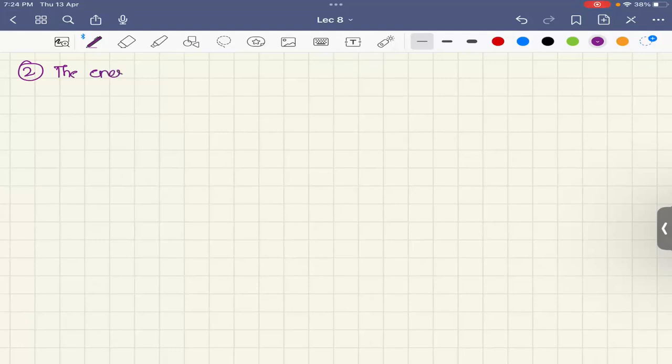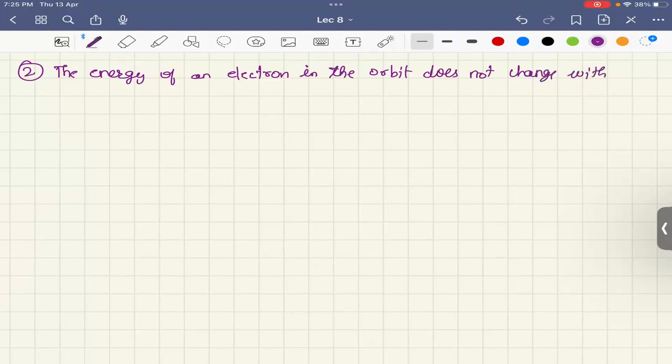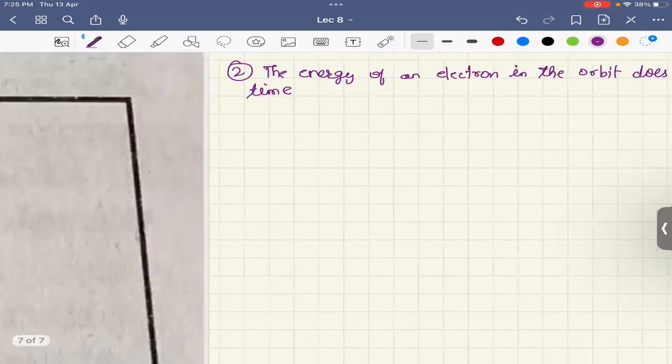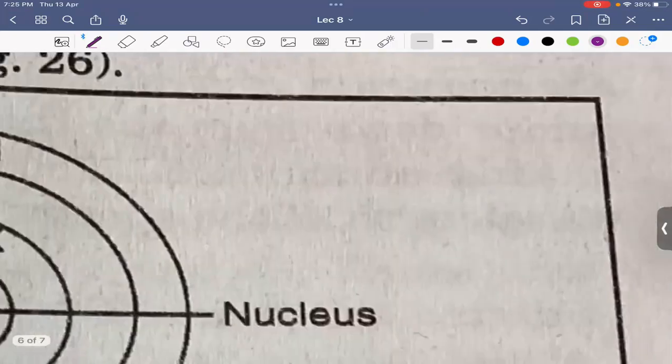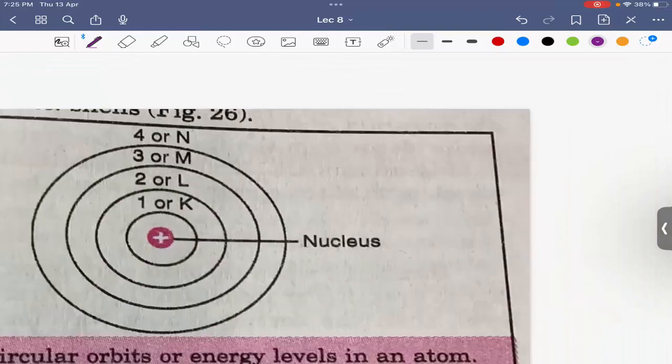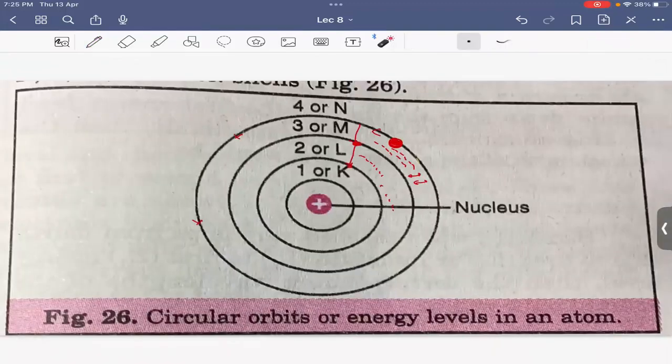the energy of an electron in the orbit does not change with time, right? This is very important. So from this, what we see is if the electron is at this position, irrespective of the time, the energy when it is revolving in this orbit is going to remain same.